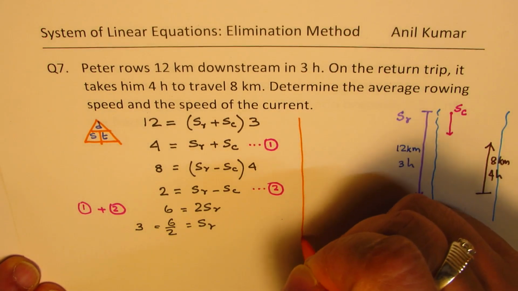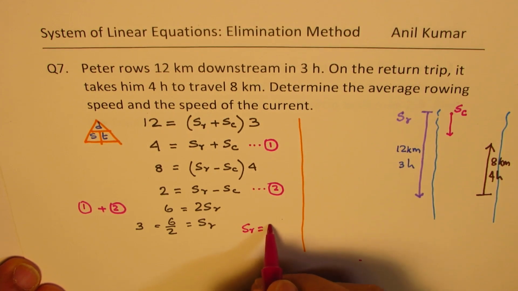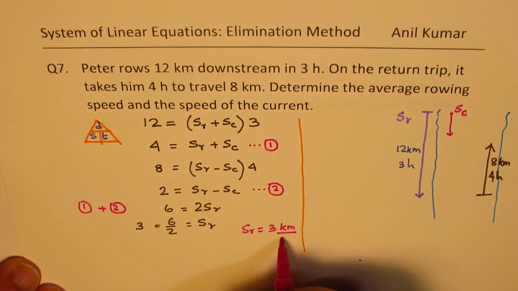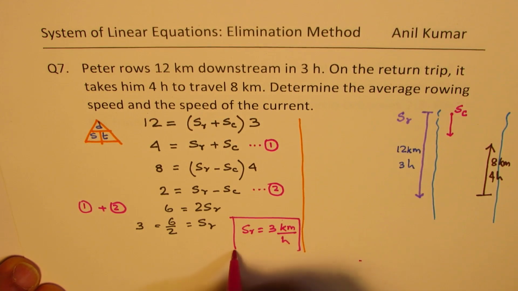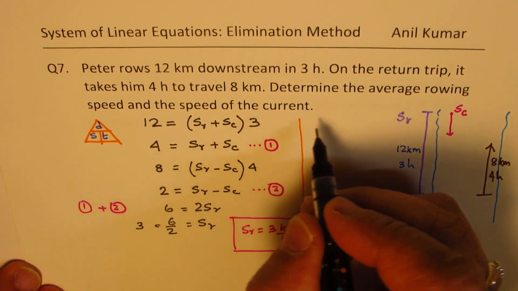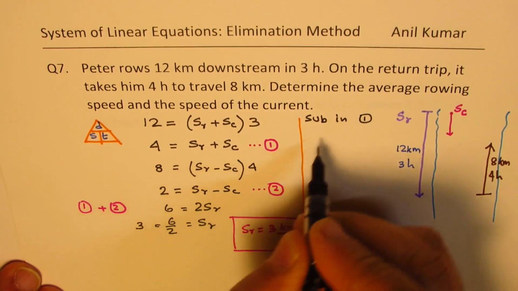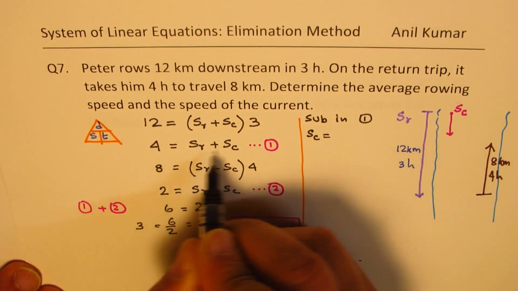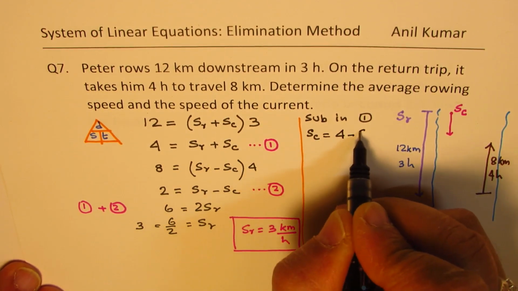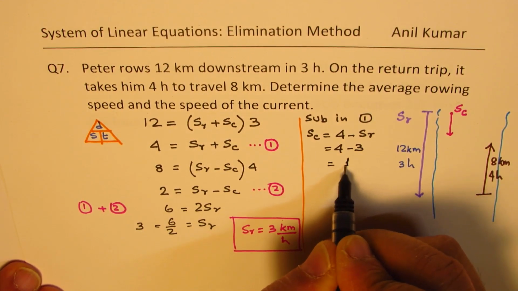So that is the strategy. Correct? So now we know that speed of rowing is equal to 3 kilometers per hour. We'll substitute this in one of our equations to find speed of current. So we can use equation 1. So we'll sub in 1. So we know speed of current will be equal to 4 minus speed of rowing, which is 4 minus 3, and that gives you the value as 1.